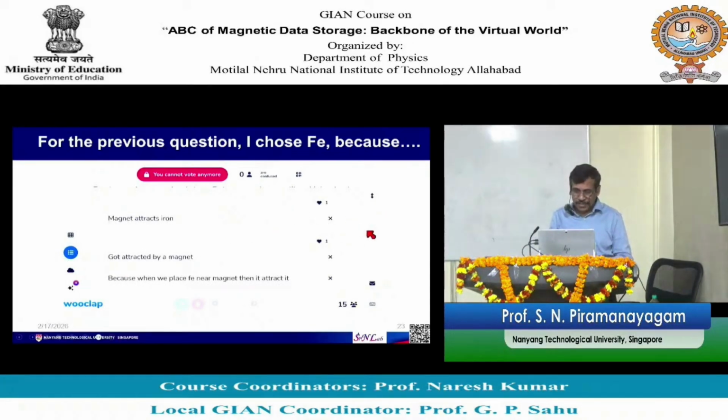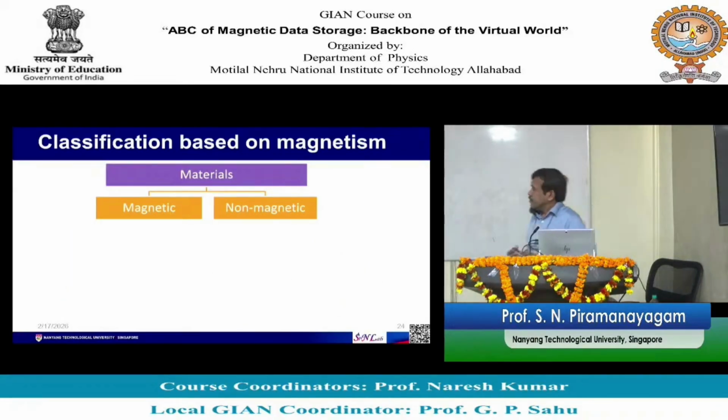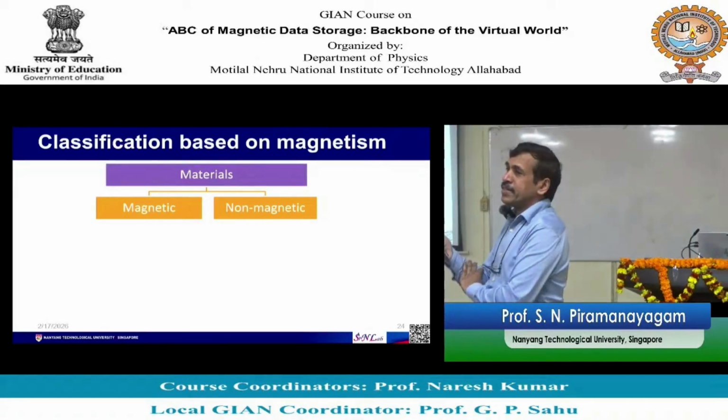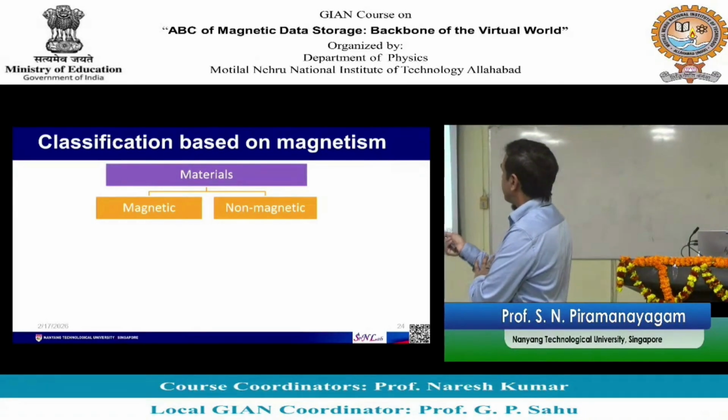Okay, magnet attracts iron. Iron got attracted by magnet. This is the type of answers I expect from a middle school student. This is what you learn, right? If some material gets attracted by a magnet, then we call it a magnetic material. And in this case, we chose iron because it gets attracted by a magnet. This is how a common person classifies material, whether they are magnetic or non-magnetic.